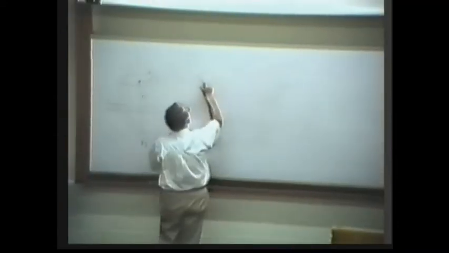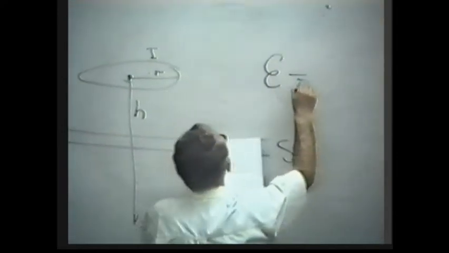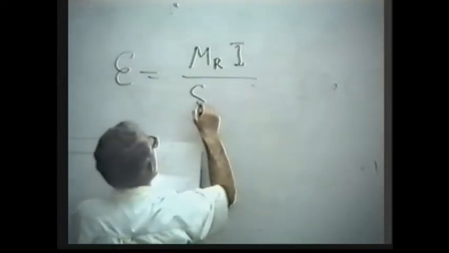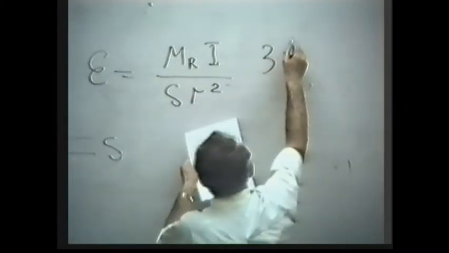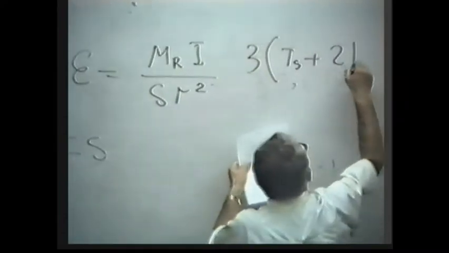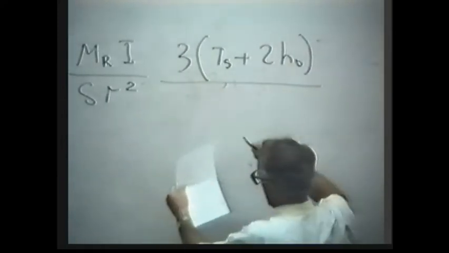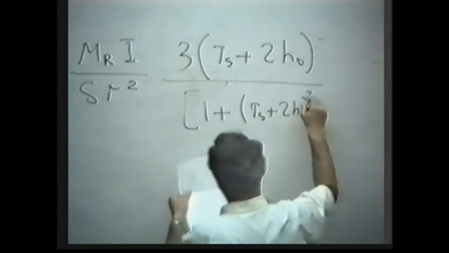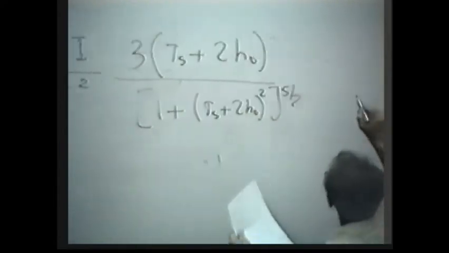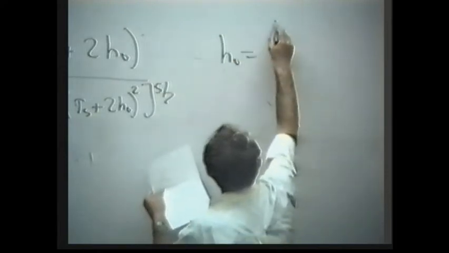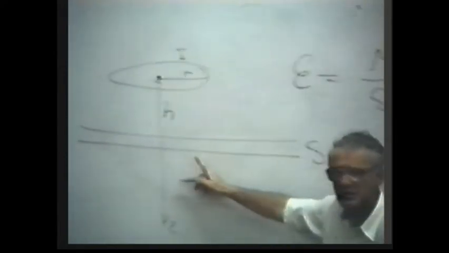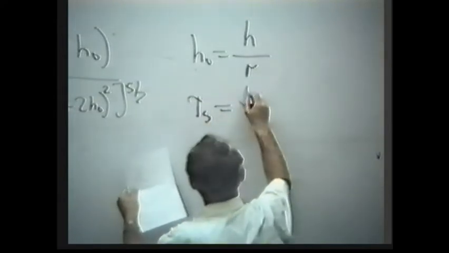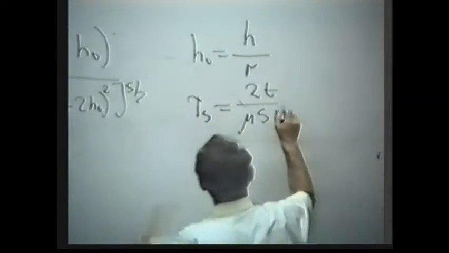So electromotive force, which arises in receiver, if you have a loop, is equal to moment of receiver, current of transmitter, conductance, R squared, E3, tau S, H naught, divided by unit tau S plus 2H naught squared, power 5/2. I will explain you what is what. H naught equals distance of the loop to the thin conductor divided by radius. Tau S is equal to t divided by mu S R.